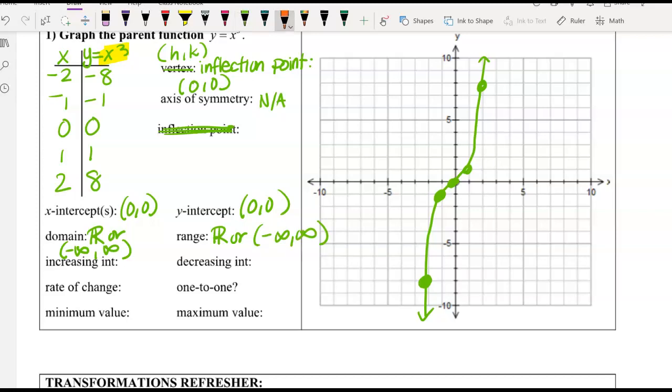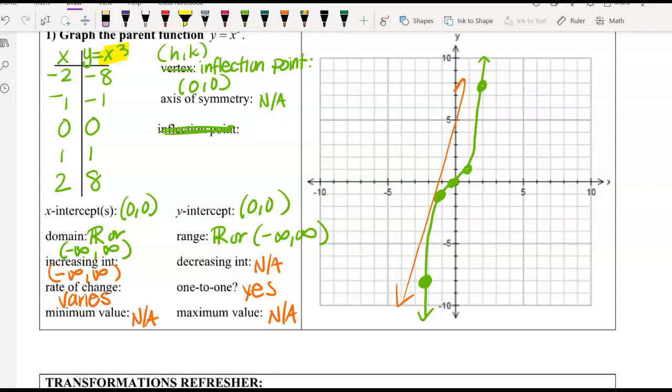Now, the entire graph, students, is going to be increasing. So that's going to be from -∞ to infinity, the same as the domain. If everything is increasing, the decreasing would be none. The rate of change, because it's not constant, we're going to say varies, and it is 1-to-1. We do not have any min or max because we do not have a vertex, and also the arrows at the ends indicate they go up forever, therefore no min and max.